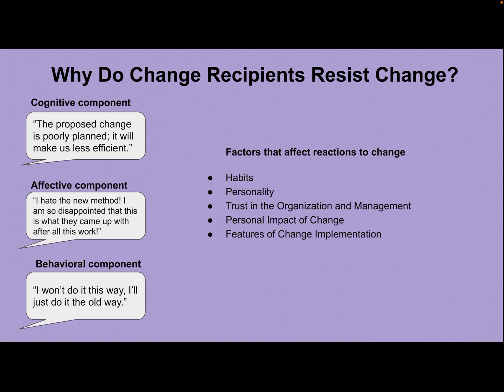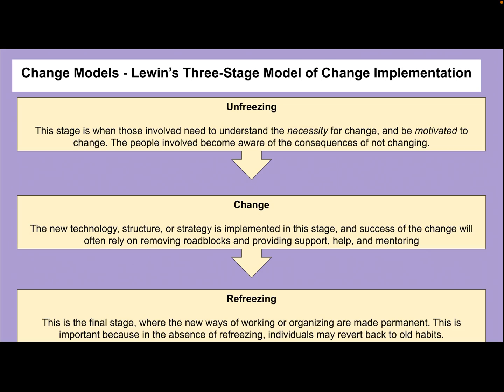And finally, features of change implementation. How is the change happening? Is it happening in a good way or a bad way? Now we'll talk about two different models of implementing change, and then we're done. The first change model is Lewin's 3-stage model of change implementation. When a change needs to be made in an organization, Lewin suggests that we go through 3 stages: unfreezing, change, and then refreezing. So first we unfreeze.